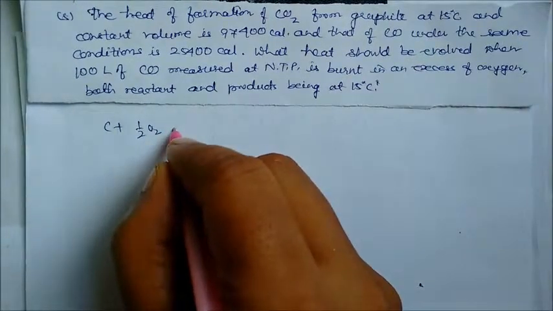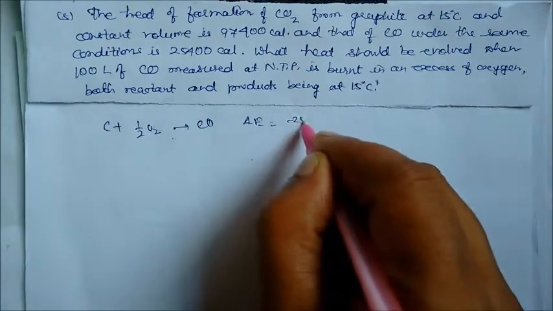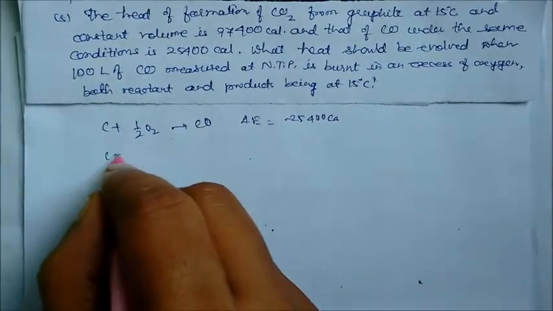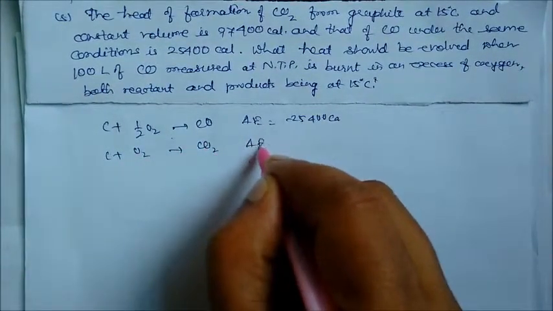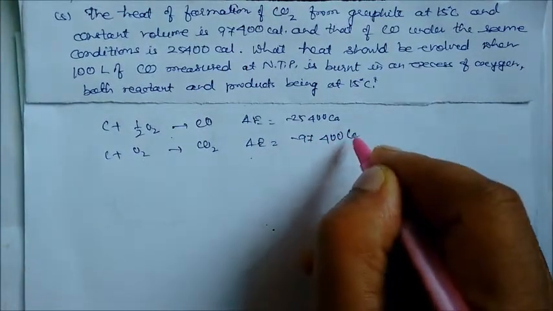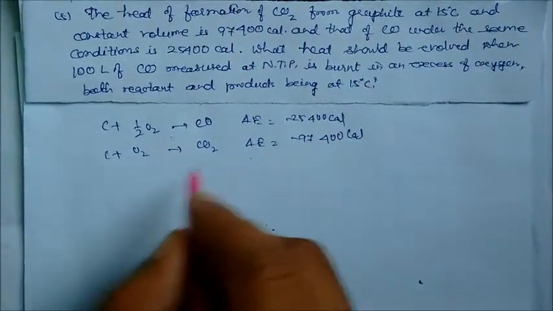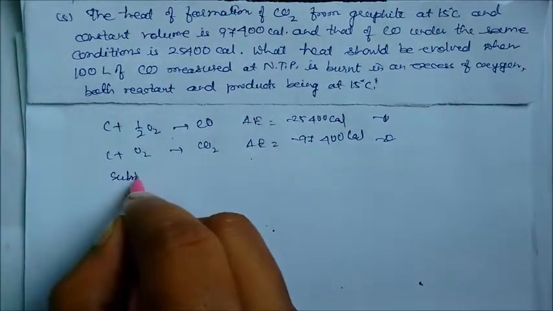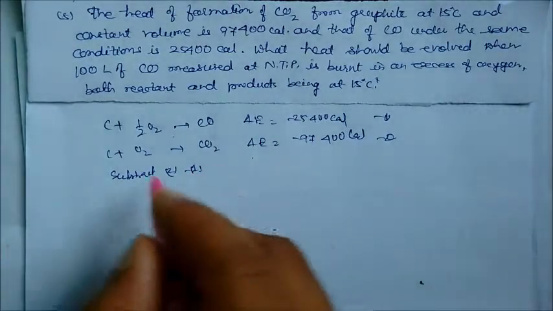So for carbon monoxide, the delta E is minus 25,400 calorie, and for carbon dioxide, this will directly give you CO2, that is delta E will be minus 97,400 calorie. Okay, so calorie is given. So this is equation number 1, this is equation number 2. So subtract 2 minus 1.